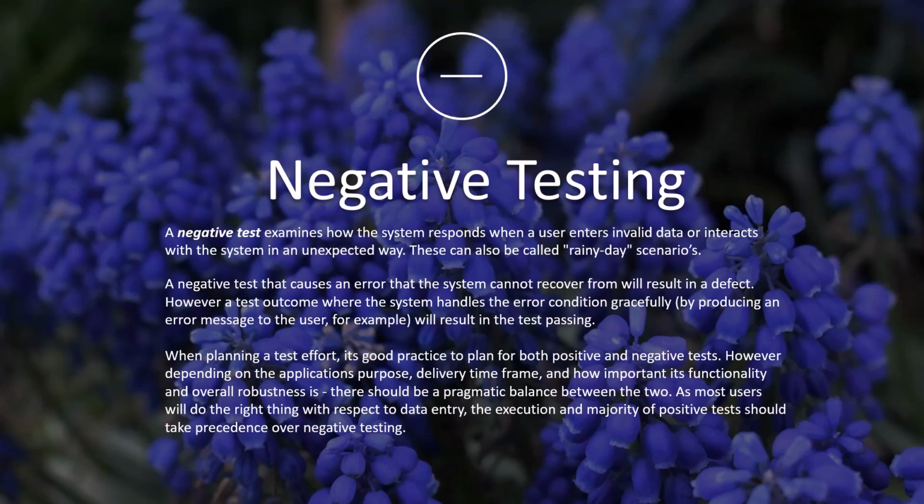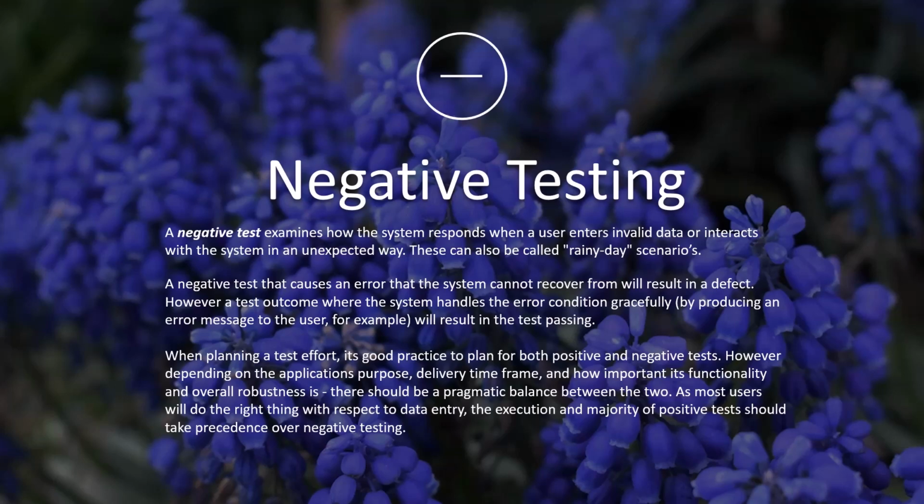A negative test that causes an error that the system cannot recover from will result in a defect. However, a test outcome where the system handles the error condition gracefully, by producing an error message to the user, for example, will result in the test passing.